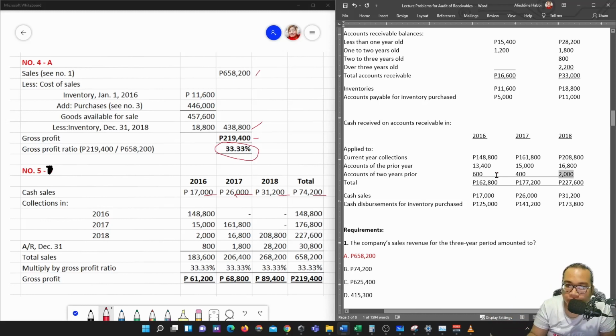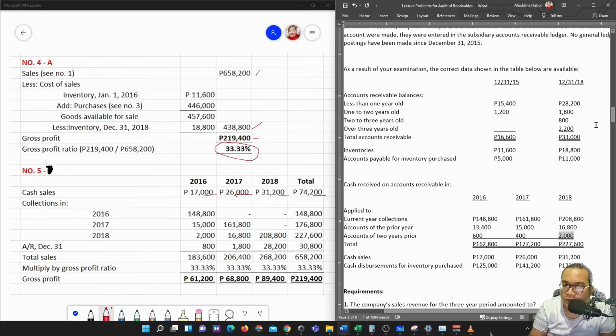Ito pa. At yung AR balance, yung ending balance, kung makita nyo, dito rin. Accounts receivable balances. So, ito, sabi natin, less than 1 year old, 15,400. So alam nyo, nangyari yung sales in 2015. 1 to 2 years old, yung 1,200 nangyari nung 2014. Same dito. Nasabi natin, binigyan natin ito ng story kanina.